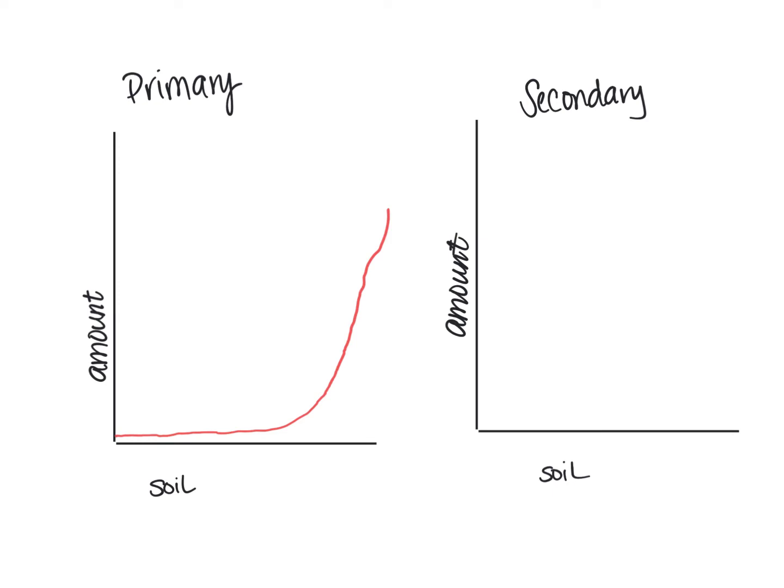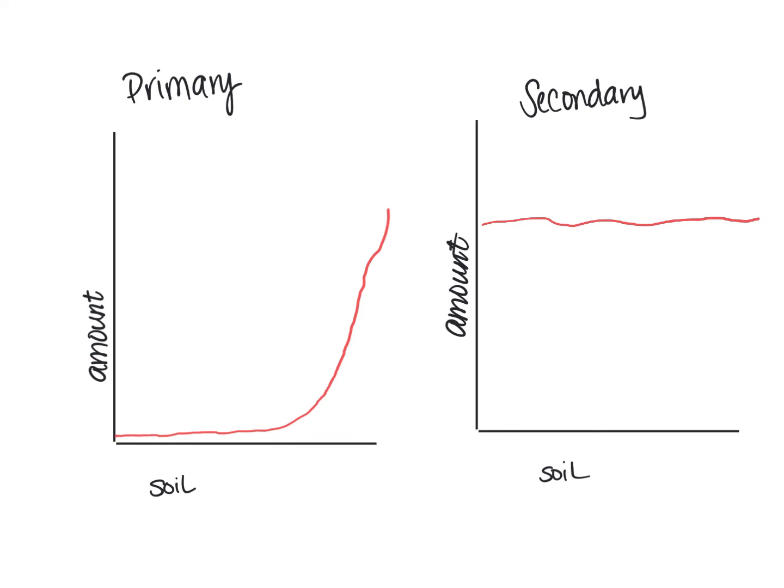Showing that the amount stays relatively low and then increases over time. However, in secondary succession, remember that soil is not affected. So the amount of soil, let's say the fire happens here, over time actually doesn't change much, because in secondary succession, the soil is unaffected.